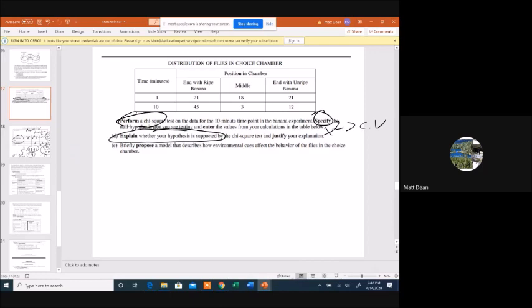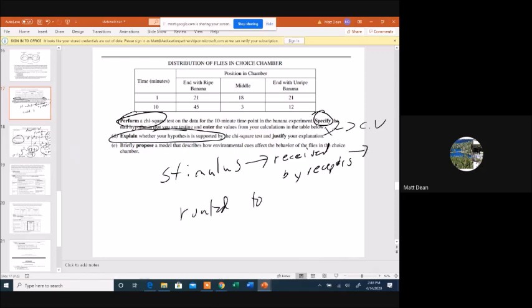And then finally, propose a model that describes how environmental cues affect behavior of the flies in the choice chamber. Essentially, all they want you to say here is that the environmental cues act like a stimulus. And that stimulus is picked up by receptors in the brain or in the body. Routed to the brain. Processed in the brain. And then ultimately, that causes a response.